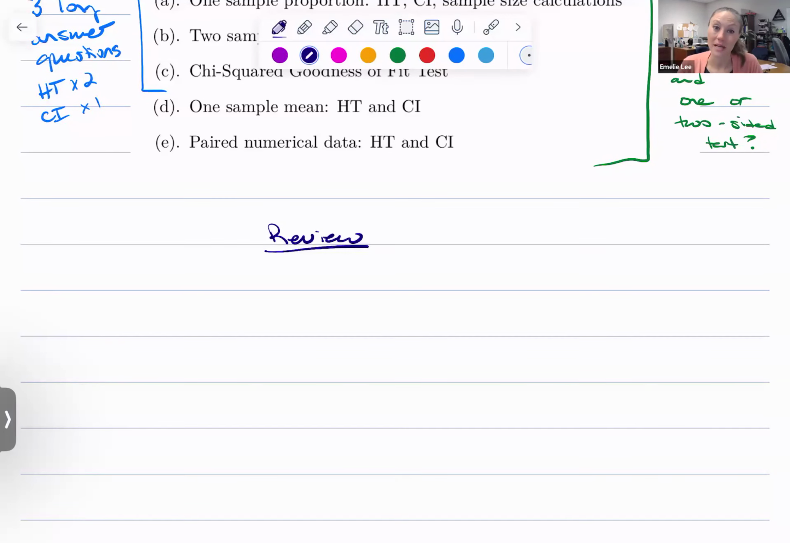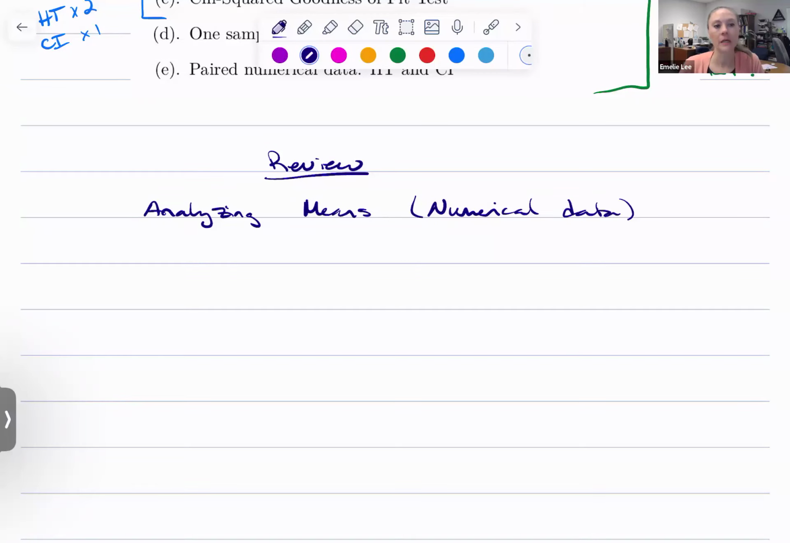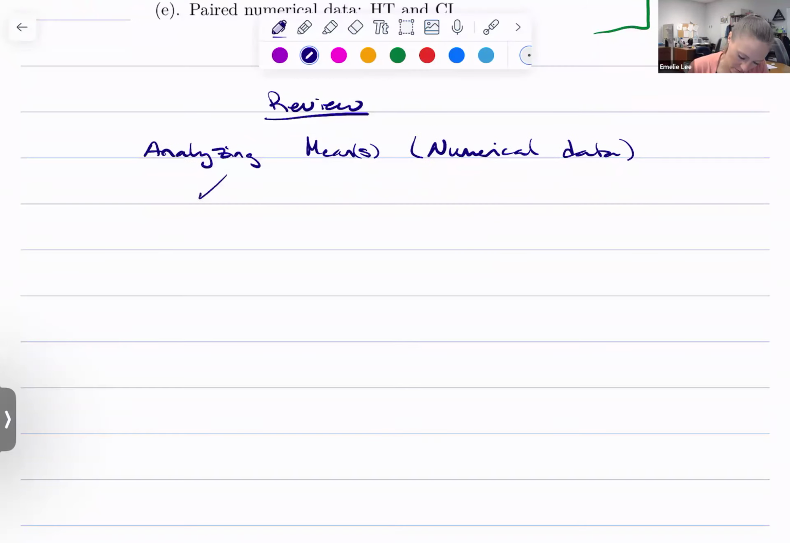Review. Last week, we started talking about means. So we're analyzing means, which is numerical data. Potentially more than one, right? We started with one mean and we said, okay, one sample mean.